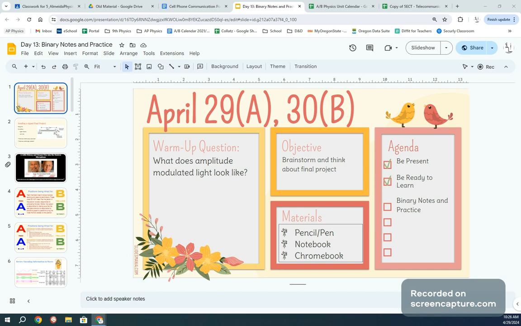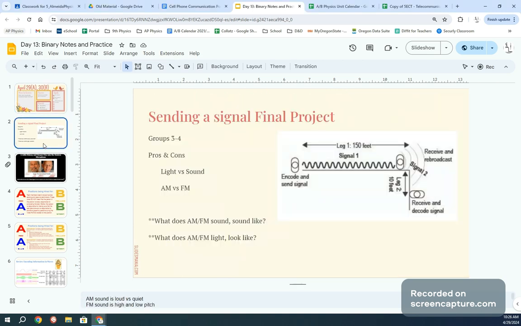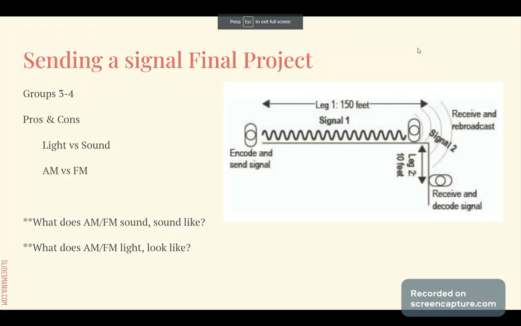So, today, what we're going to be looking at is some more notes on binary and practicing with binary, getting a little bit more of an understanding about what binary is and what it's used for. First off, though, we want to recap what our project is and remind ourselves of what our goal is. What are we trying to do?